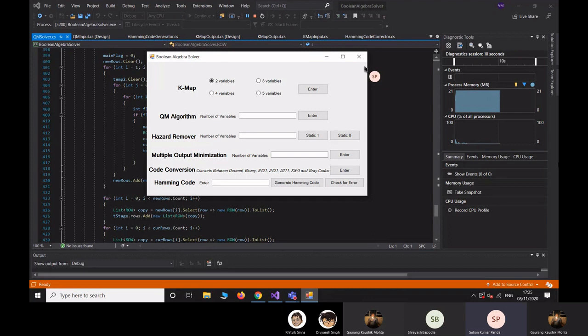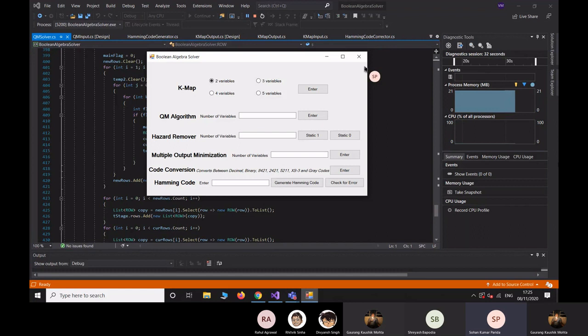I'm Sohan Kumar Parida, and I will explain the implementation of the QM algorithm. The Quine-McCluskey or QM algorithm is an iterative method used for minimization of Boolean functions. Though it is functionally identical to Karnaugh mapping, the tabular form makes it more efficient for use in computational algorithms. It can also handle more variables.